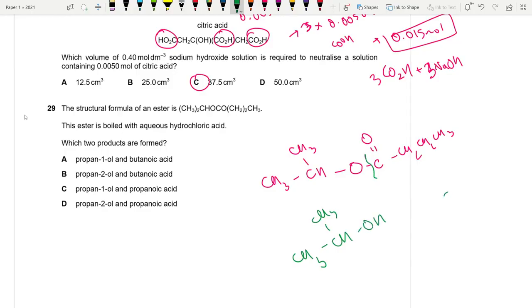And on this side, we're gonna get a 4 carbon carboxylic acid. That's butanoic acid. And here, this is a 3 carbon alcohol with the hydroxyl group on the second carbon. Okay, so that's propan-2-ol. Okay, so 29 is B.